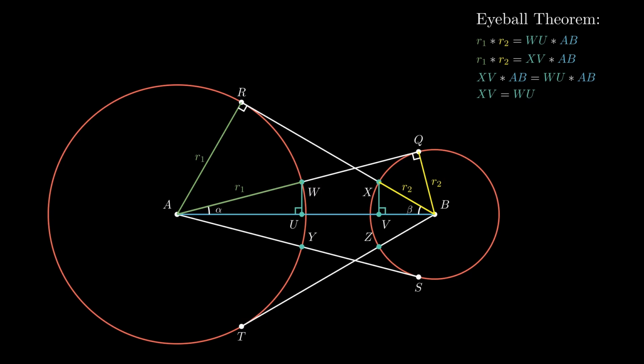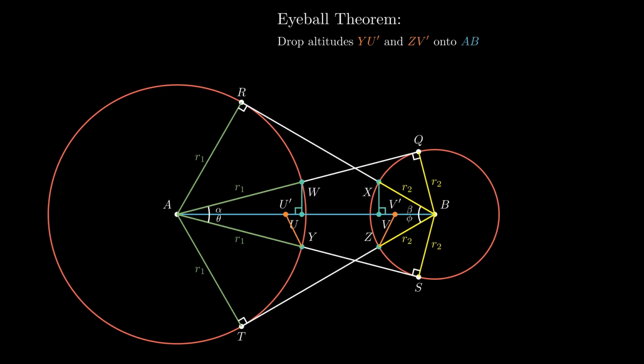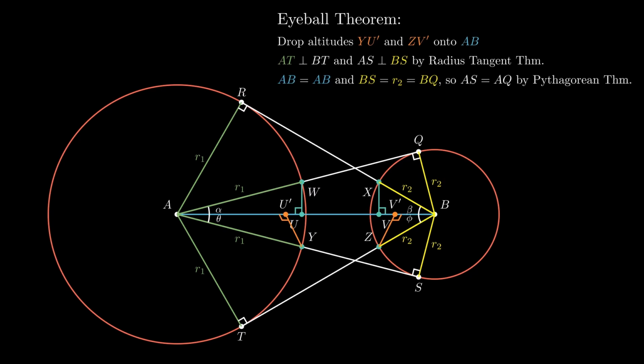However, we cannot yet say that YU and ZV are also equal, because we have not proven that they will hit the same points U while maintaining the right angle, allowing the sines to be used. Now we'll need to drop altitudes YU prime and ZV prime onto AB, which will of course be at right angles. And additionally, we'll know AT is perpendicular to BT and AS perpendicular to BS by the radius tangent theorem. Now, we don't quite know yet that U prime and U and V prime and V are the same point, so we'll need to show that.